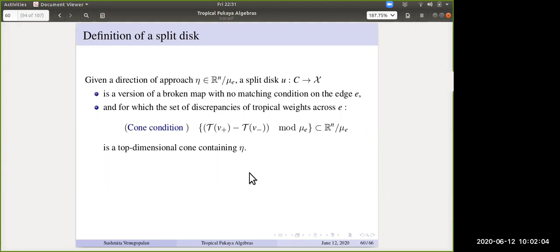And let me point out here that this top dimensional cone is important because that's what will give us the full tropical symmetry that we said we should get earlier, in order that the orbit space is index 0. So this is a remark I've been making earlier. For broken maps, this quantity is always 0.